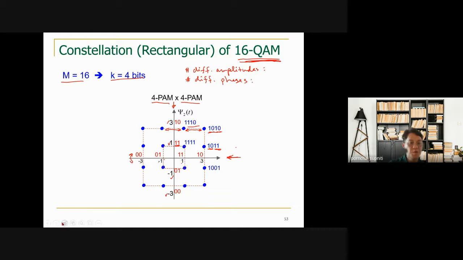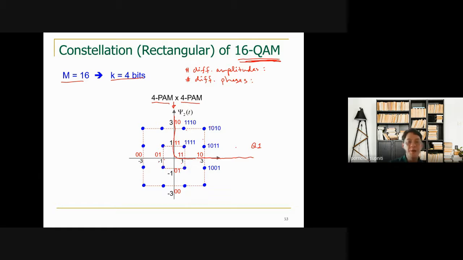To do this, maybe we can consider one quadrant at a time. Let me erase this first so it's cleaner. Let's look at one quadrant at a time, and it will be the same in all quadrants. Let us look at the first quadrant, which is Q1 here. Quadrant 1 only has 4 symbols, right? Which are here, here, here, here.